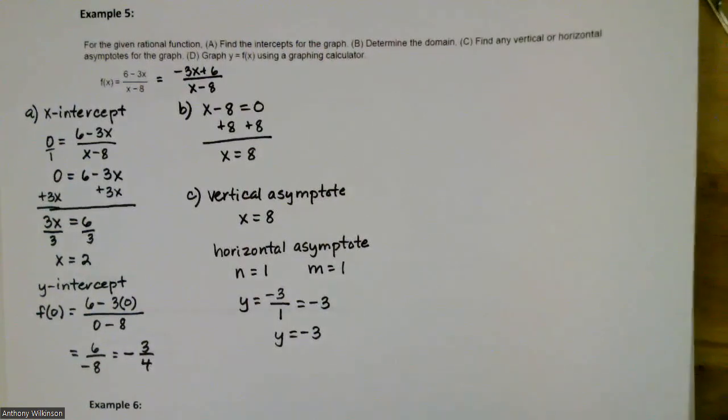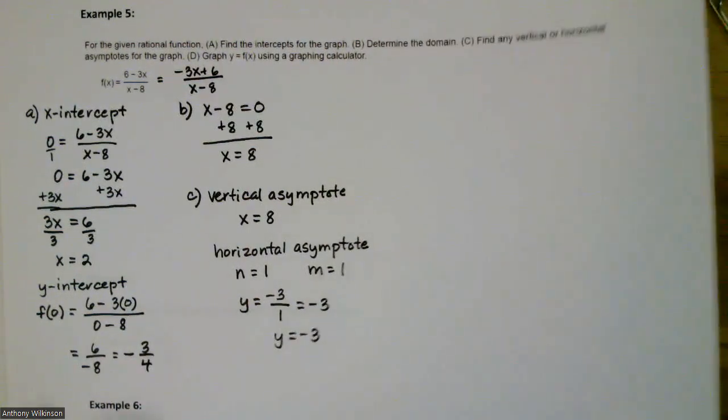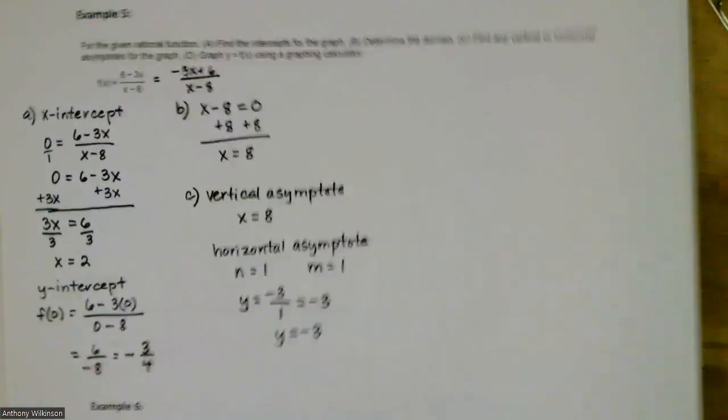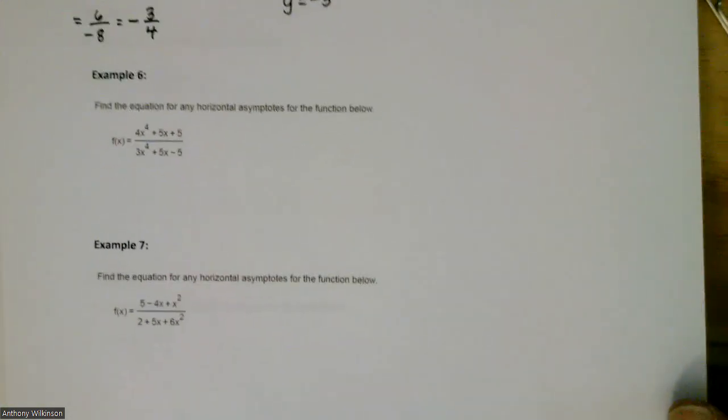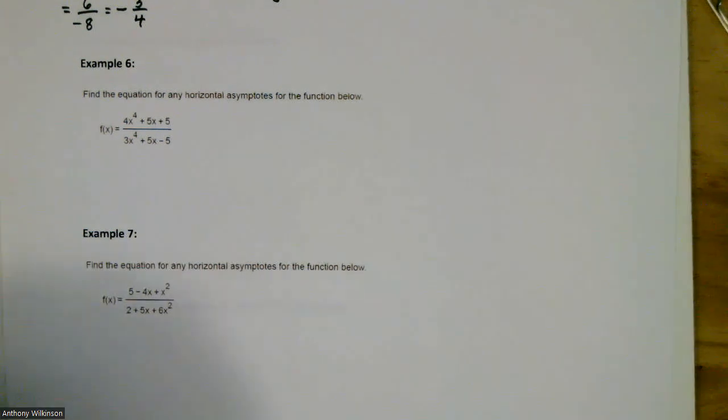All right, here's another example. We're going to be dealing with horizontal asymptotes here. This is just practice of how to find the horizontal asymptote based on those rules that I gave you. Let's say I want to find the equation for a horizontal asymptote for this function below. Here we got f of x equals 4x to the fourth plus 5x plus 5 divided by 3x to the fourth plus 5x minus 5.